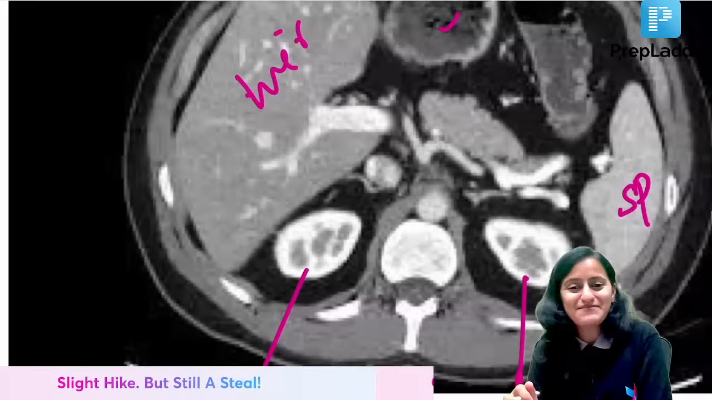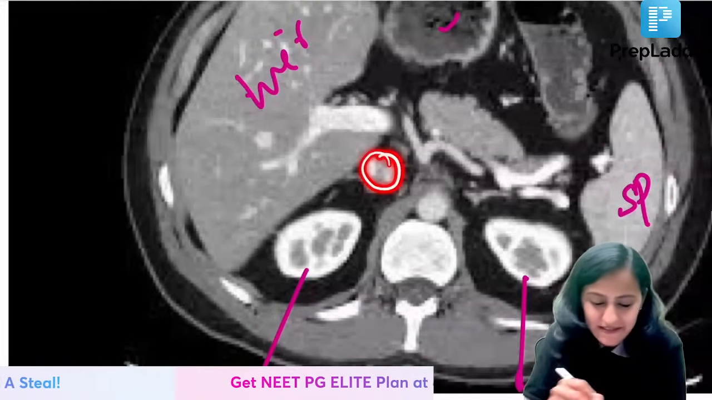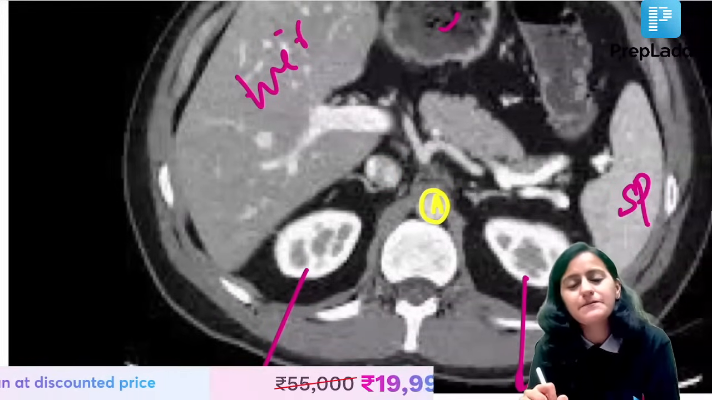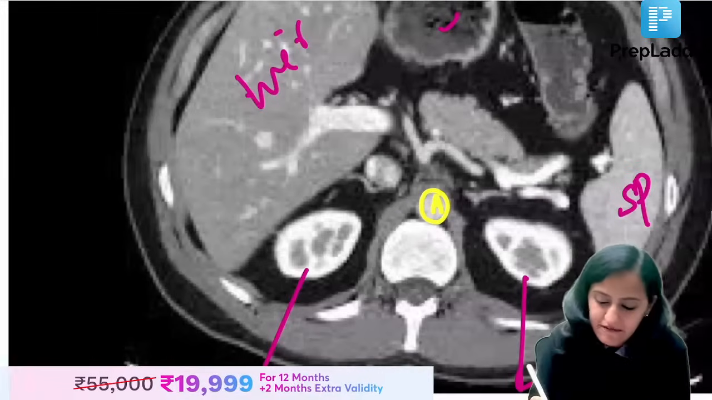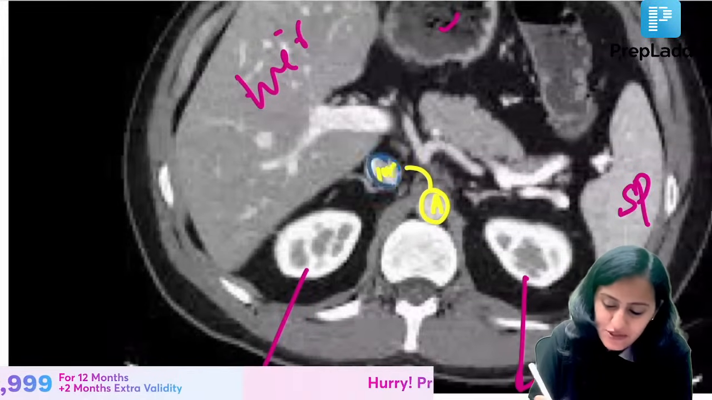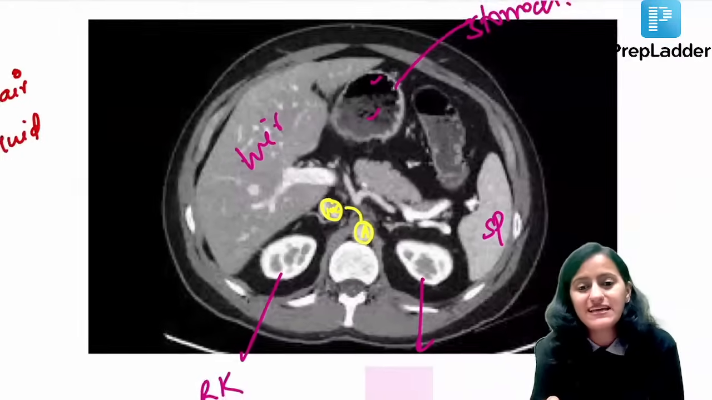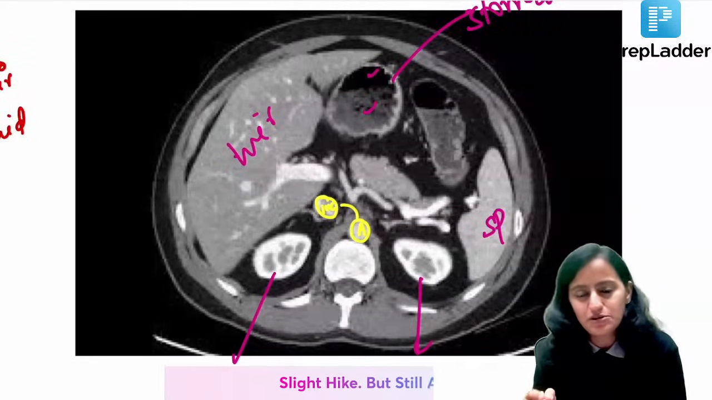Very good. You guys are amazing. This is IVC here. Okay, very good. This one here is the aorta in front of the vertebra to the left, and to the right of the aorta, this is going to be IVC. Remember, in the abdomen we have IVC, not SVC. Okay, this is the IVC that you are seeing.